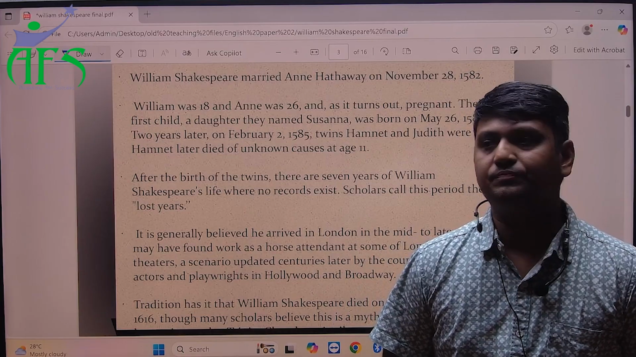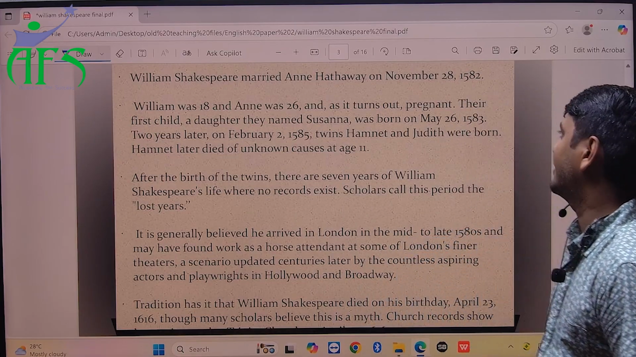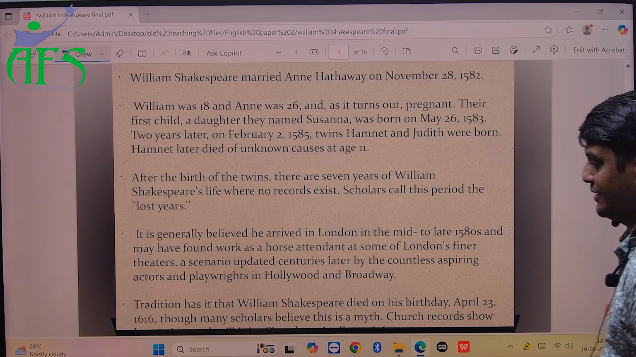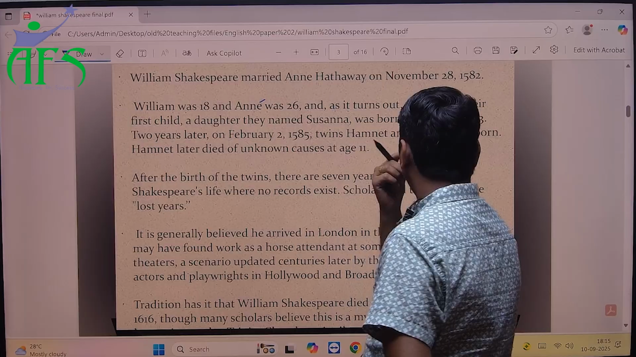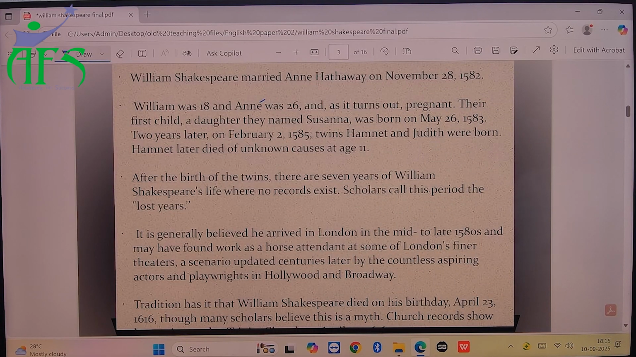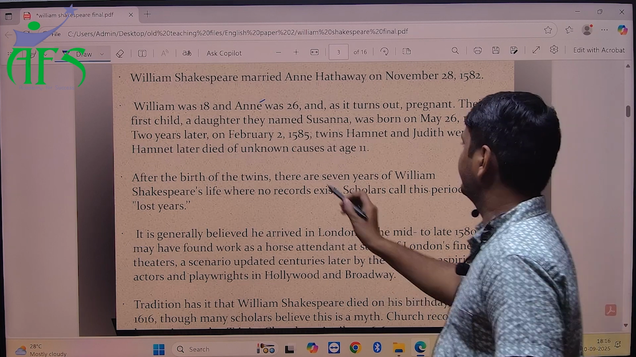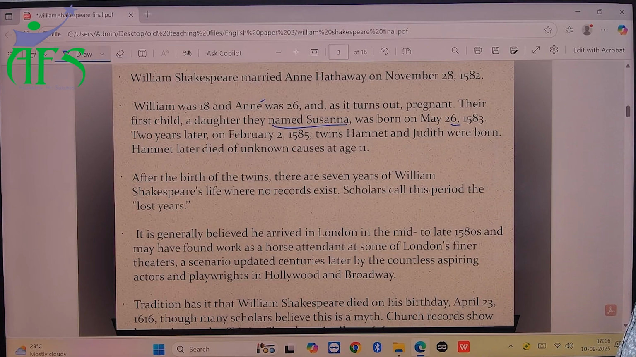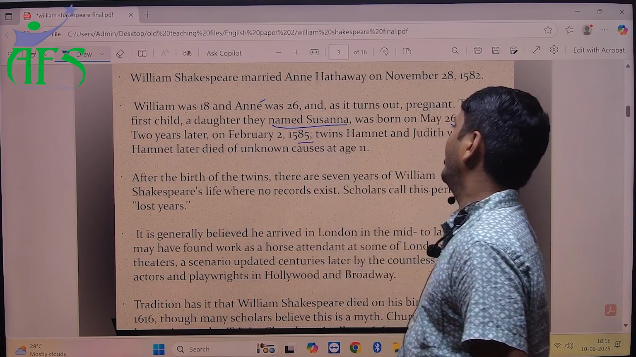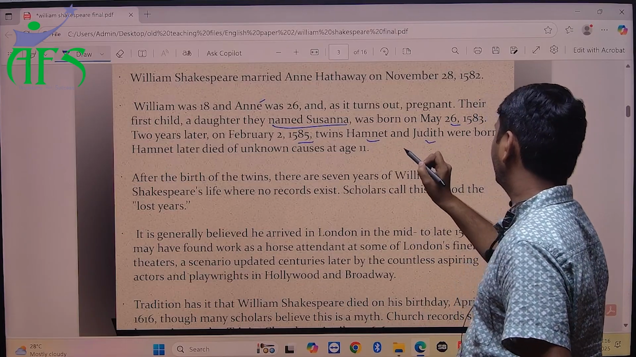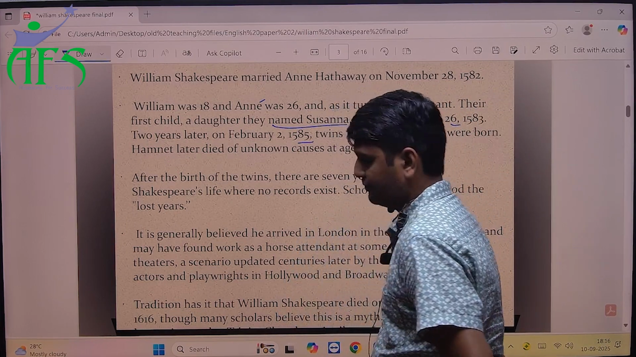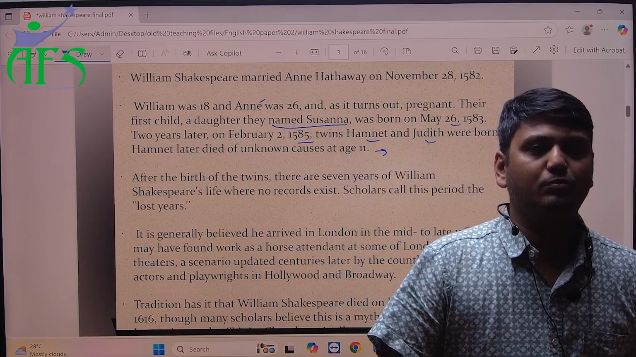As we go forward, William Shakespeare married Anne Hathaway on November 20, 1582. William was 18 and Anne was 26 when they got married. As it turned out, Anne was pregnant, and their first child, a daughter they named Susanna, was born on May 26, 1583. Two years later, on February 2nd, 1585, twins Hamnet and Judith were born. Hamnet later died of unknown cause at the age of 11. It is said that Shakespeare named his play Hamlet after Hamnet.